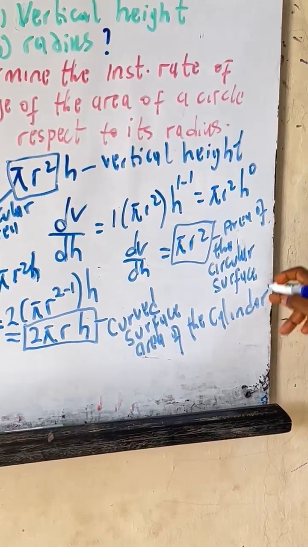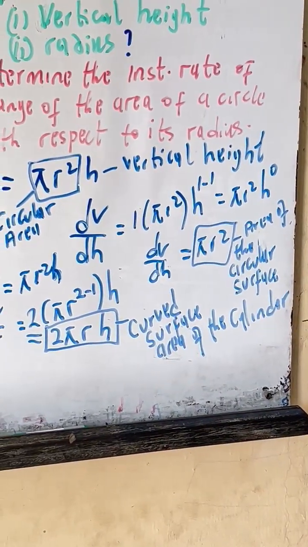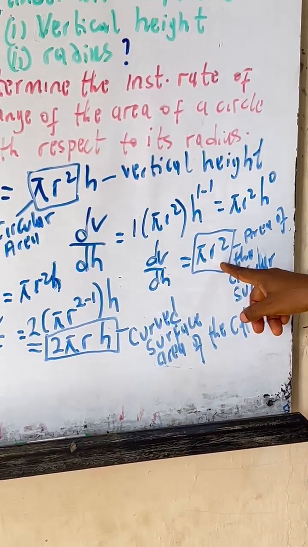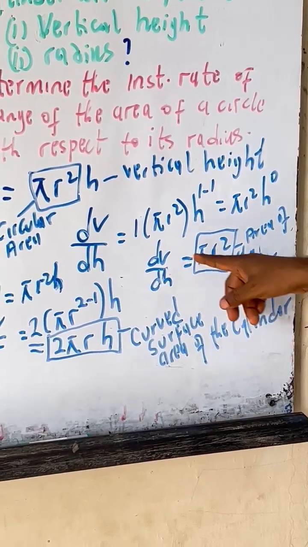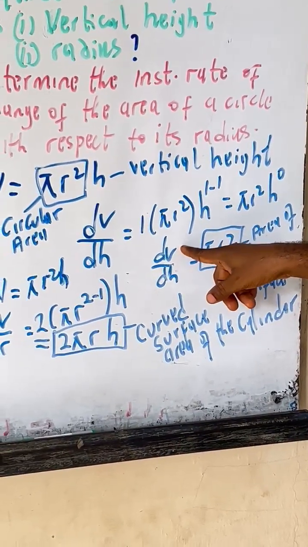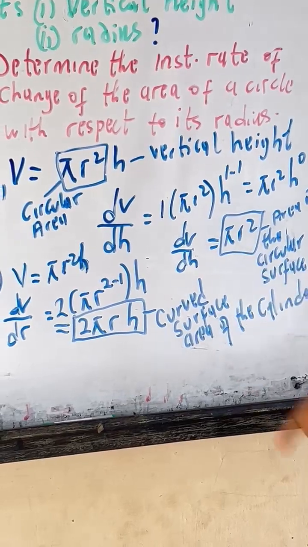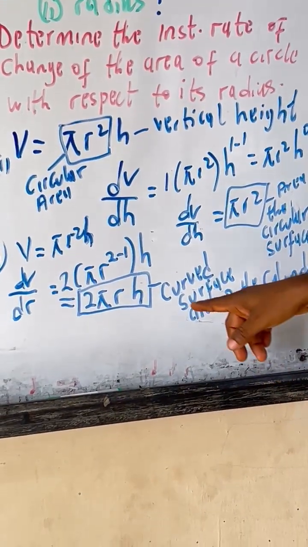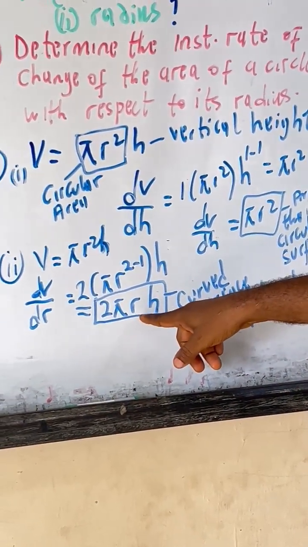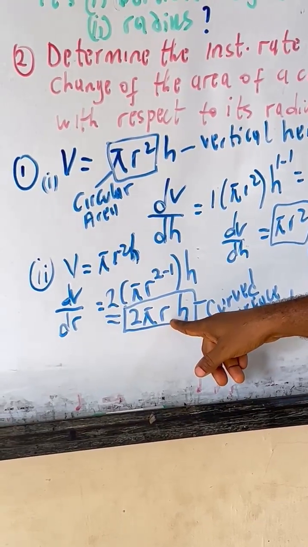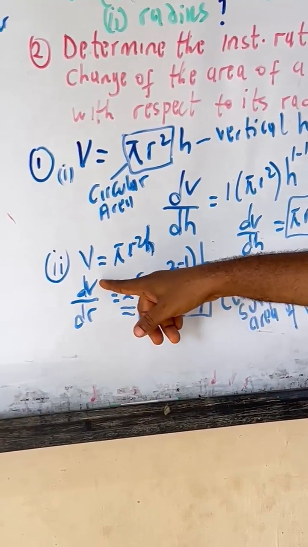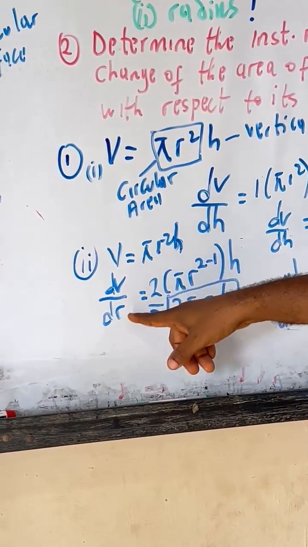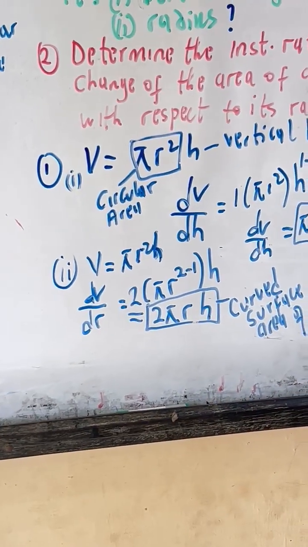So in conclusion, the base area of a cylinder is given by the instantaneous rate of change of the volume of that cylinder with respect to the vertical height. And also, the curved surface area of a cylinder, the formula for it is obtained by differentiating the volume of that cylinder with respect to the radius of the cylinder.